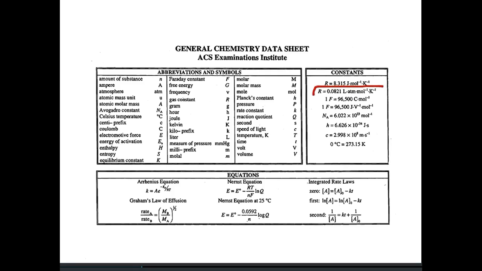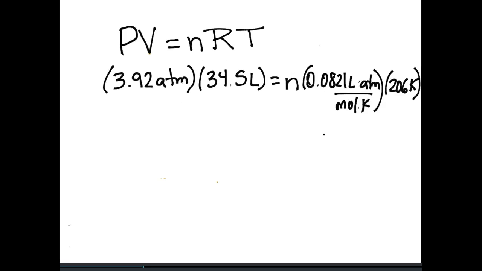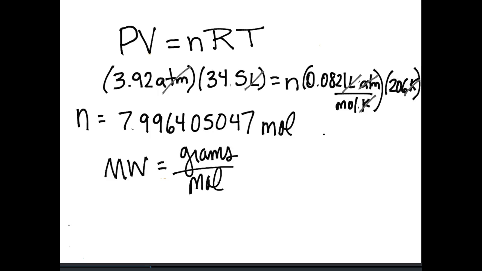R is on our table here. I'm going to plug that in. That's from your equation sheet. Solve for N. Atmospheres cancels, Kelvin cancels, liters cancel, and you end up with moles. So N is 7.996405, etc.